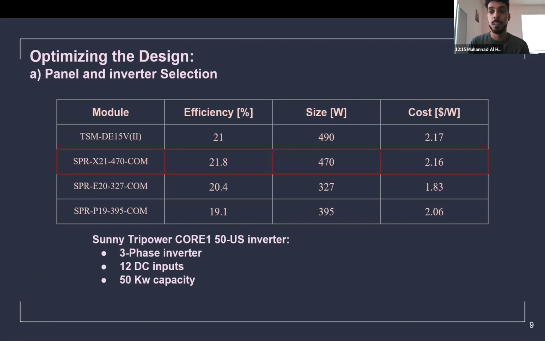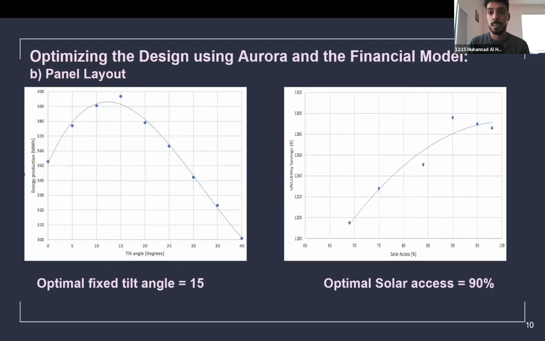For the inverters, we wanted a high capacity inverter that has a good number of DC inputs and also matches the university 3-phase distribution system. Therefore, we selected Sunny Tri-Power 50 kilowatt capacity inverter. Moving on to the panel layout, we mainly focused on 2 design criteria that affect the system overall performance and cost: the tilt angle and the solar axis of the panels.